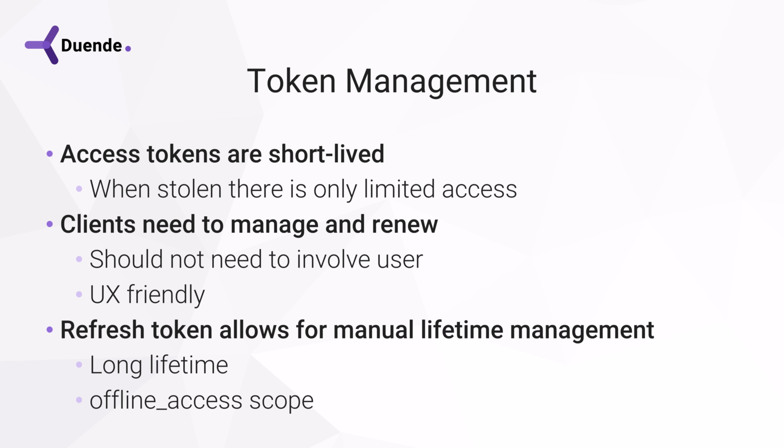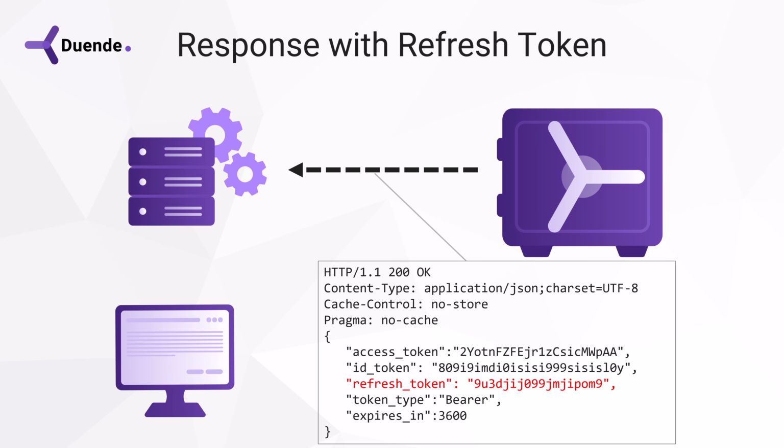That's why for interactive applications, often refresh tokens are used. This is yet a third type of token that allows the application to get a new access token in the background. It has to have a longer lifetime than the access token. 30 days is not uncommon. To get the refresh token, the offline access scope must be requested from the authorization server. And of course it has to be configured to allow that for the client. The response will look like this. There are 3 tokens now.